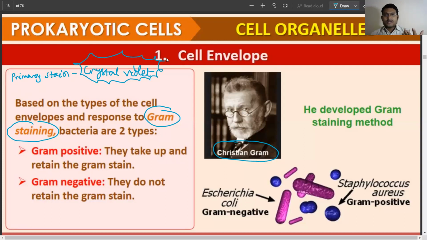Now there is another one called the counterstain here. Okay, the counterstain is also used to give that contrast against this crystal violet, and that is called the basic fuchsin.